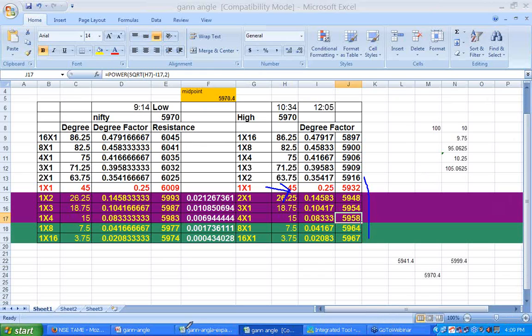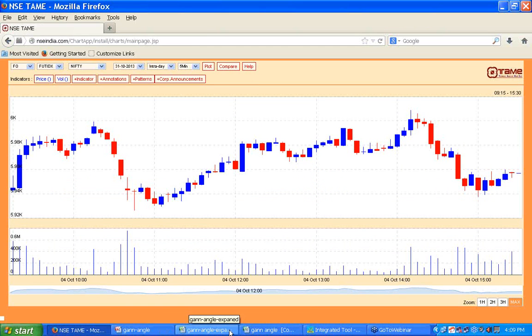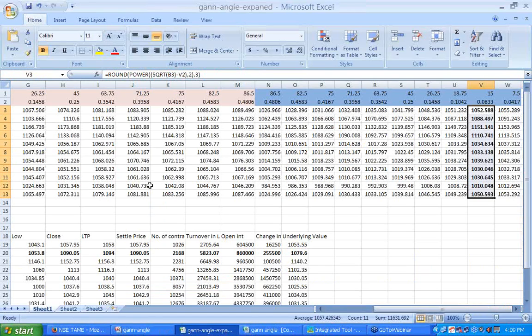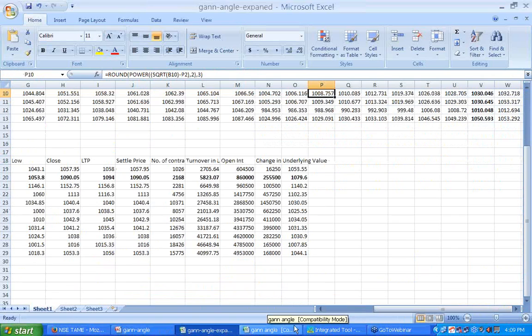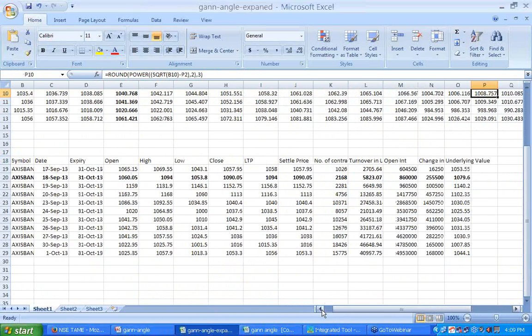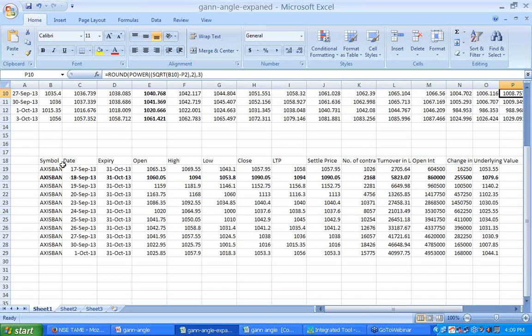Let me show you some more beautiful use of this particular method. We will be finding out the trend now. I have just taken a backtest of this one. I have taken date-wise Axis Bank futures, 17th September to 1st October, and from the 17th data I will estimate for the 18th.